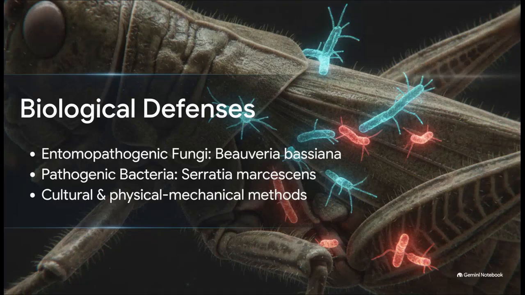So, how do we actually fight back without destroying the entire ecosystem in the process? Well, if we zoom back down into the microscopic level, we find the modern solution. Relying solely on harsh chemical insecticides often kills natural predators like birds and beneficial insects, which honestly just makes the problem worse in the long run. Instead, modern agriculture is turning to biological warfare. By using natural pathogenic bacteria like Serratia marcescens and specific entomopathogenic fungi like Beauveria bassiana, combined with cultural farming interventions, we can safely target the locusts and keep their nymph populations below the economic damage threshold.